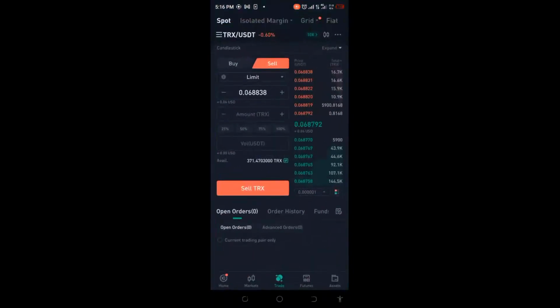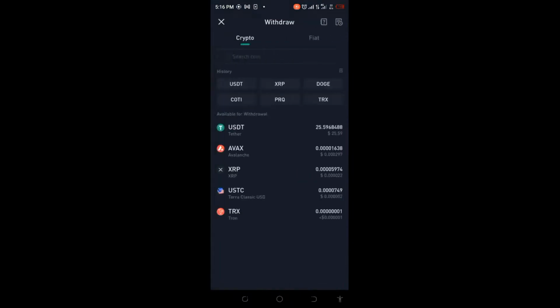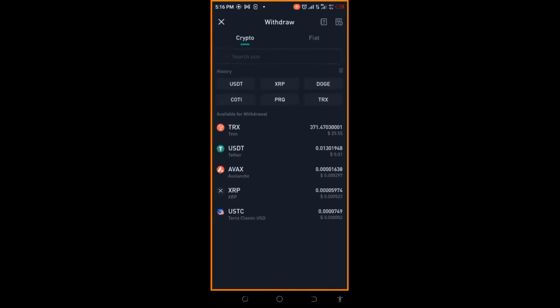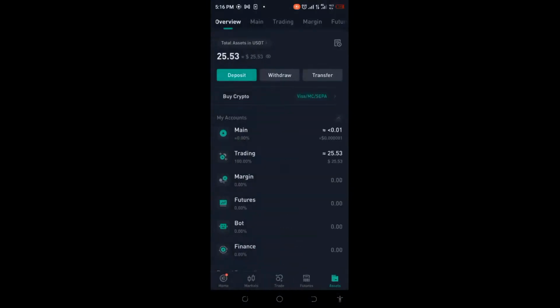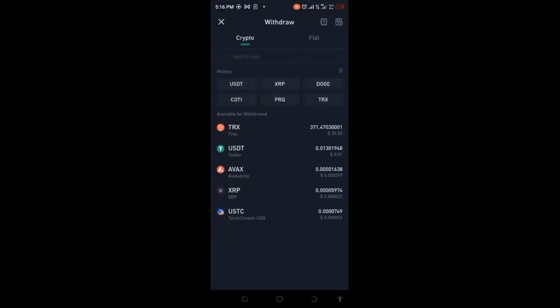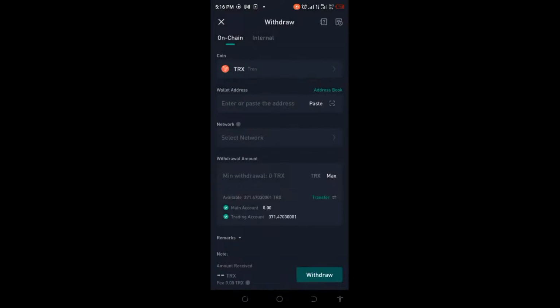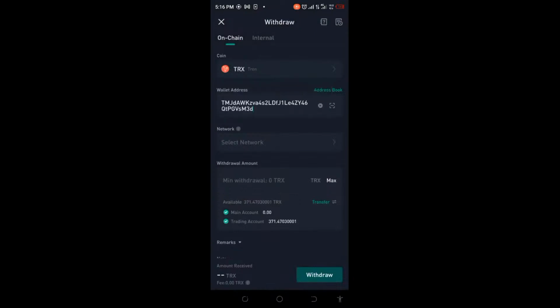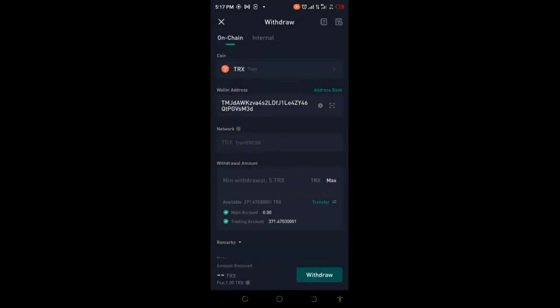All right, so that's what we're doing right now. So we're withdrawing from here, we're withdrawing TRX. You can see it already has everything there. Okay, we're taking everything over. No, this is what I want. I'm withdrawing this and I'm just clicking on this, and then we'll now put in the address. Let's put in the wallet address. The network is TRC20, obviously.